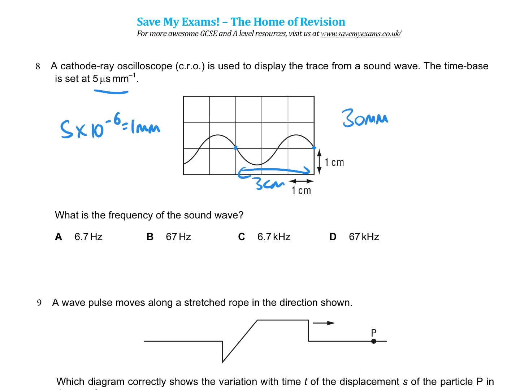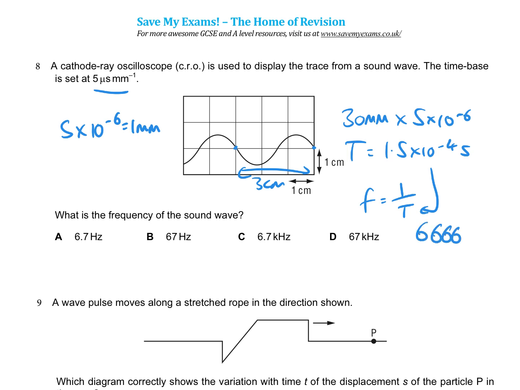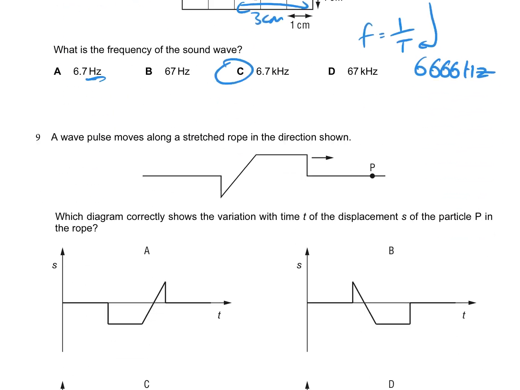What's this? So if we times that by 5 times 10 to the minus 6, we'll get the time period of this wave. That gives me 1.5 times 10 to the minus 4 seconds. Frequency is 1 over time period, so we just pop that into that equation, and we get 666 hertz, which is 6.7 kilohertz. Watch out for the trap. Don't just circle it straight away.